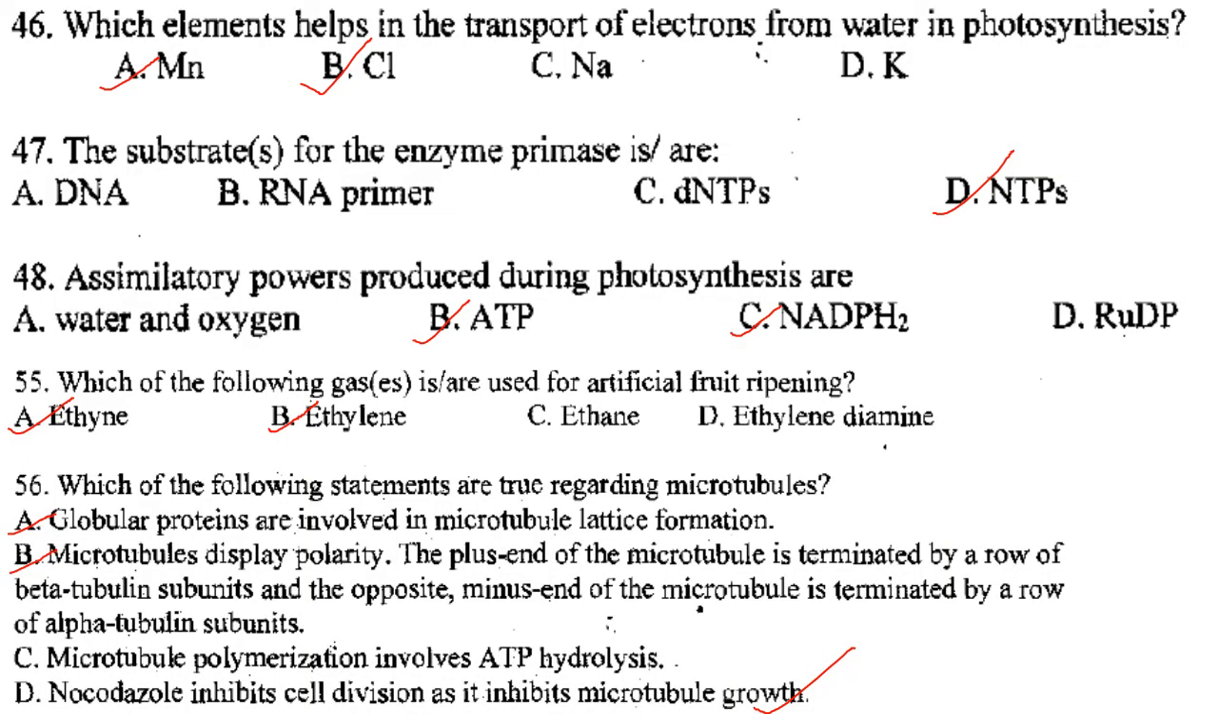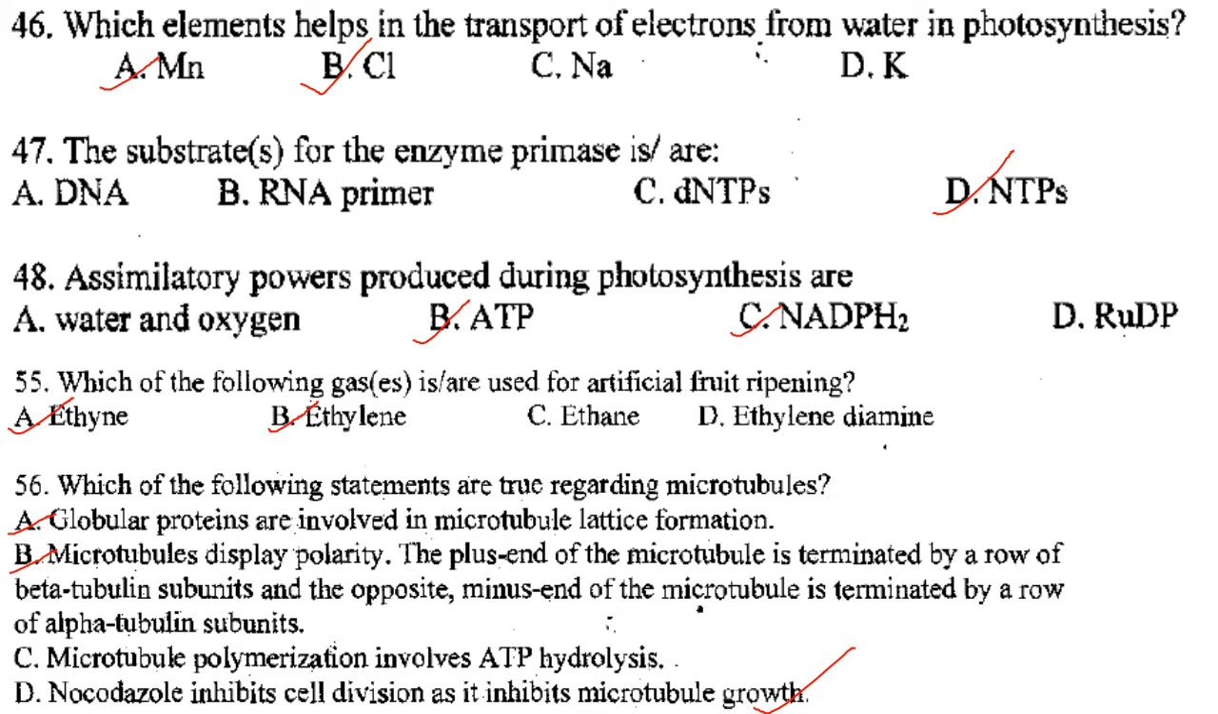Then next one. Which element helps in transport of electrons from water in photosynthesis? So Mn is involved as well as chlorine is also involved in photolysis of water. So Mn, transport of electrons from water in photosynthesis, that is Mn and chlorine are involved. Sodium and potassium are not involved. Then next one.